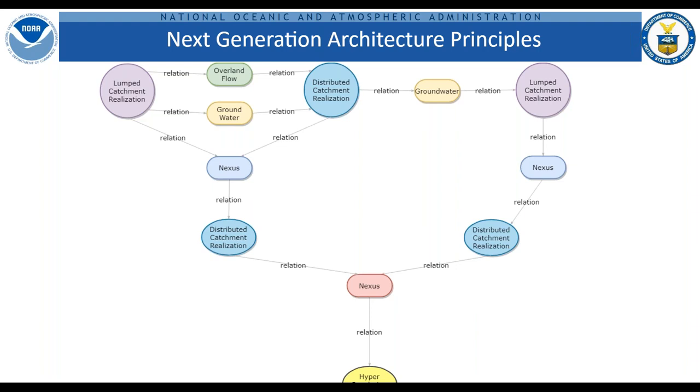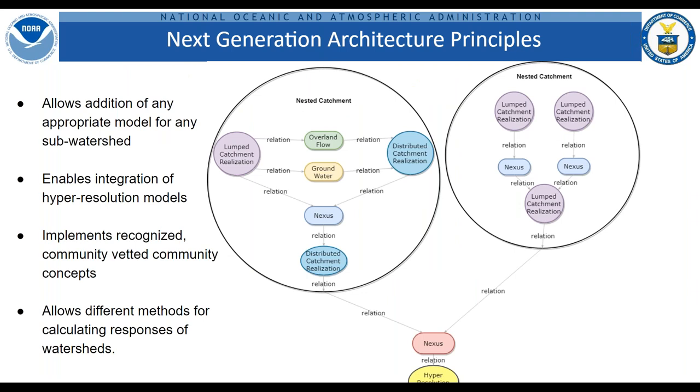And we don't have to model at the same spatial scale. We don't have to model at the same temporal scale. This allows us to have the flexibility to model the way that is most appropriate in different areas of the country, and even to support different modeling outcomes. So this is fractal in nature. This can be extended as far up or as far down the network as possible. We can do this at any scale, even a hyper-resolution scale.